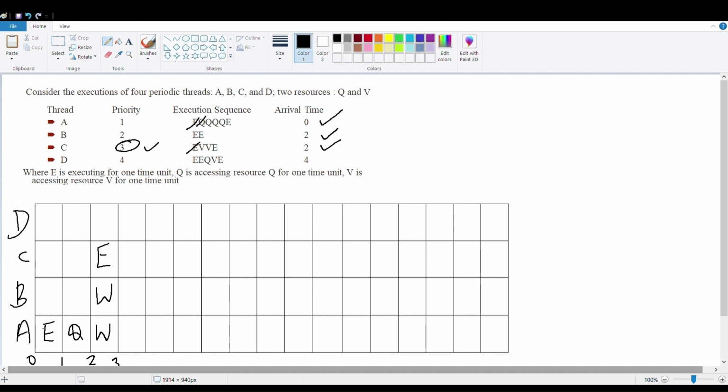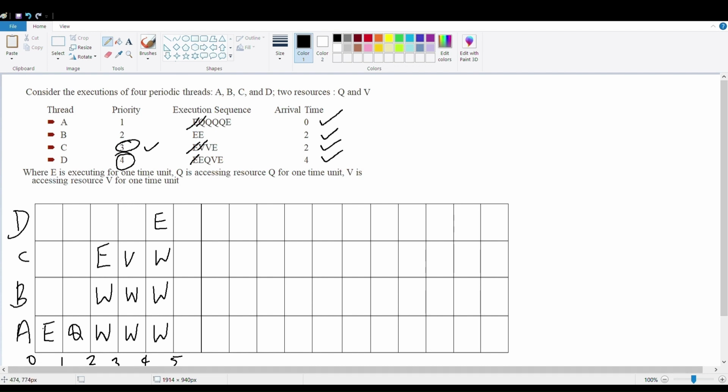Now go to the third time. There are three processes in the system, A, B and C. C will execute because C has high priority. So C will execute V. B will go to the waiting state and A will go to the waiting state. At 4, another process, D, enters the system. D has high priority, so D will execute now. D will execute E. C will go to the waiting state, B will go to the waiting state and A also goes to the waiting state.